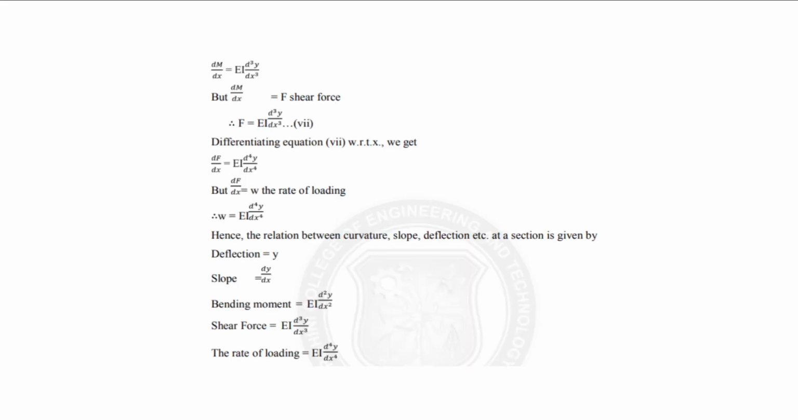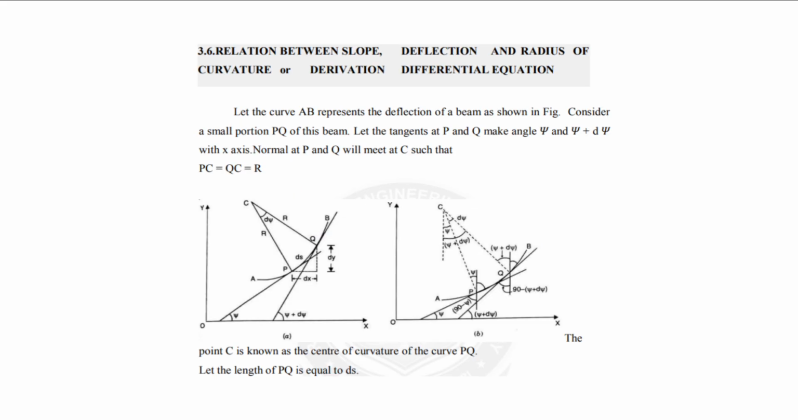And this is the condition, EI into d square y by ds square. By using this condition, you can find the final conditions. For deflection is equal to y, slope is equal to dy by dx, and bending moment is equal to EI into d square y by dx square. Shear force is equal to EI into d cube y by dx cube. The rate of loading is equal to EI into d fourth y by dx fourth. So these are the derivations applied in this deflection of beams. Thank you.